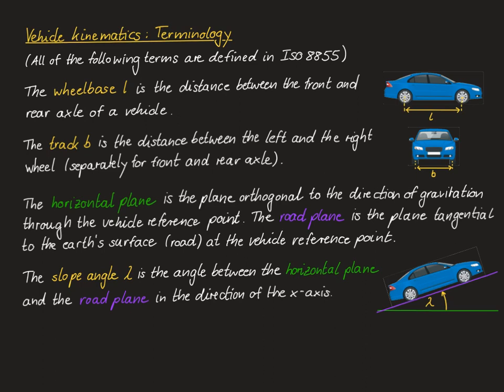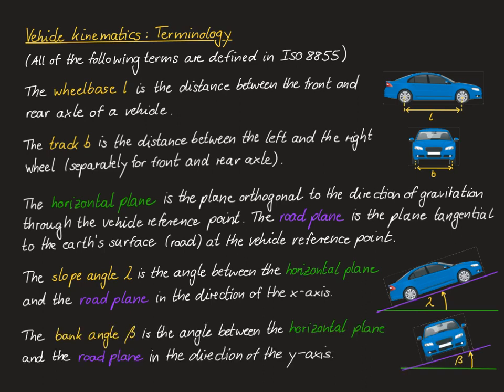Based on this, we can define the slope angle, which we will call by the Greek letter lambda, as the angle between the horizontal plane and the road plane in the direction of the x-axis. Recall that the x-axis refers to the horizontal frame. And finally, we call the bank angle beta the angle between the horizontal plane and the road plane in the direction of the y-axis of the horizontal frame.